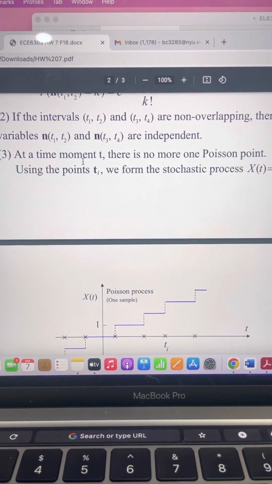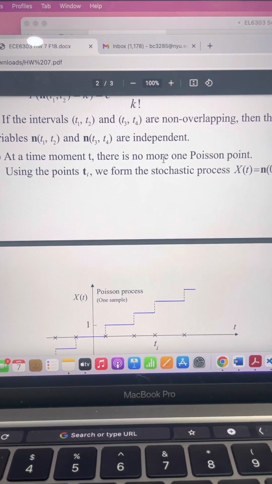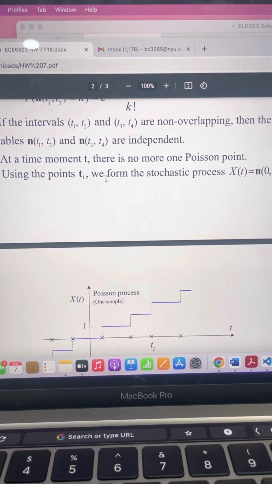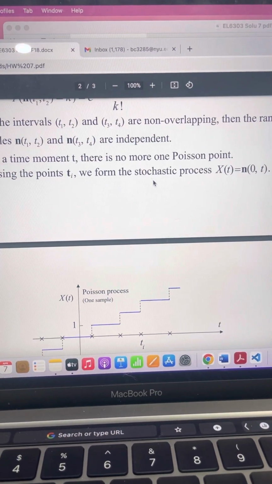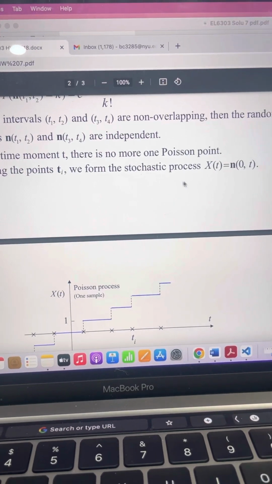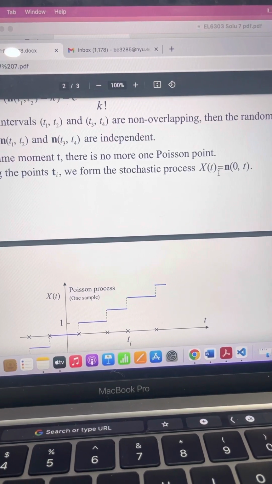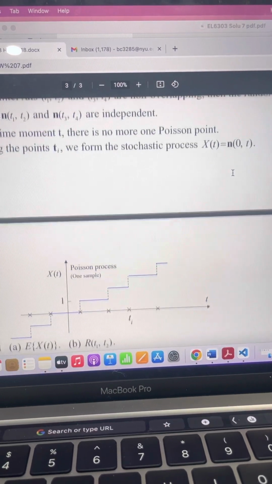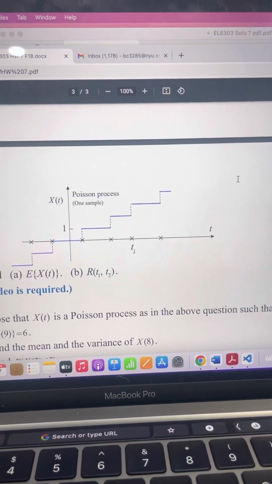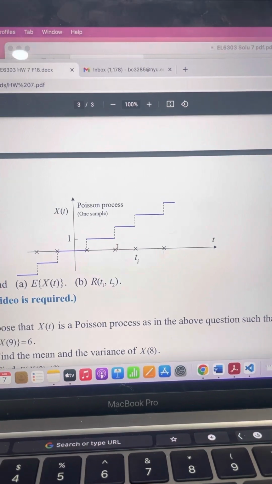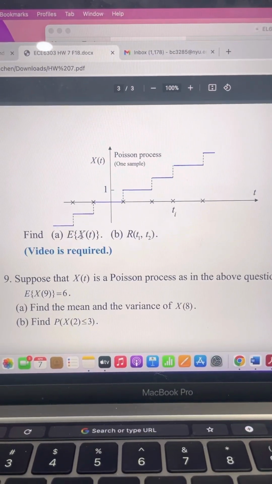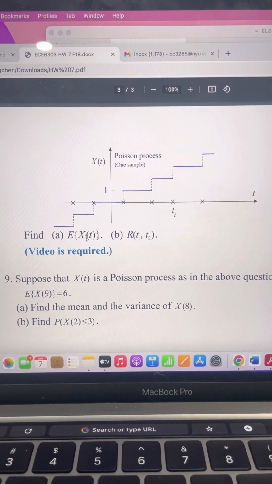So at a time moment t, there is no more than one Poisson point. Using the points t_i, we form the stochastic process X(t) equal to n(0, t), and the graph is given. In part A, we are required to find E of X(t).